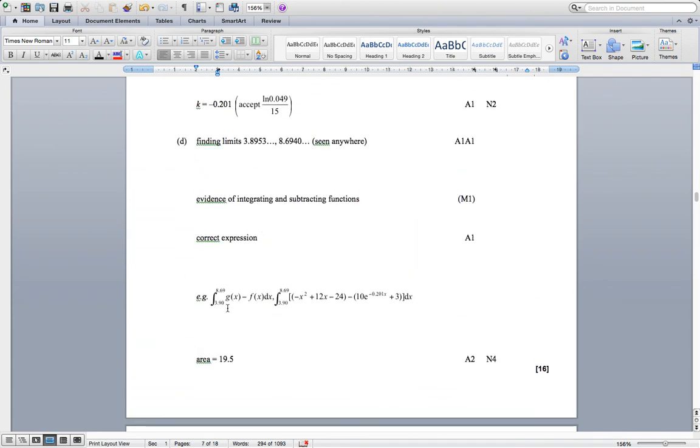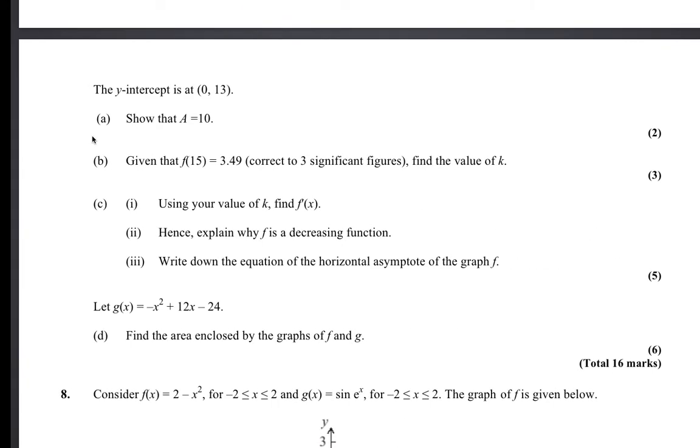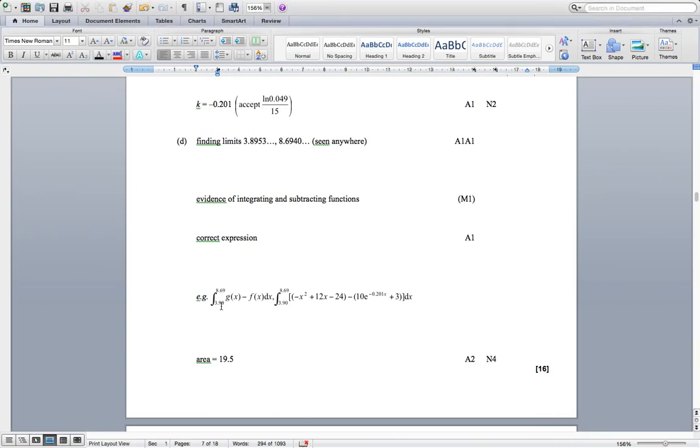Yeah, so g of x minus f of x dx. Okay, but how did you get this 3.90 and 8.69? This is nothing but the x coordinate of the point of intersection. Because this area is bounded by these two vertical lines, isn't it? So how do I find it? G solve intersect. So you can see that this one, x coordinate is 3.89, and the next one, the x coordinate is 8.69. So that's how you get 3.90 and 8.69.